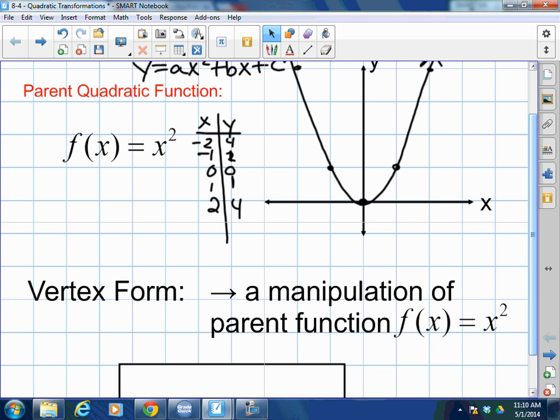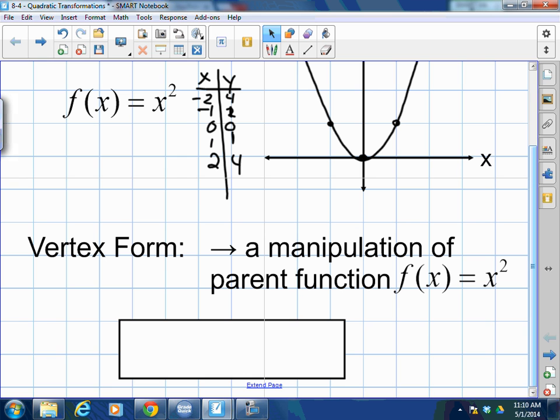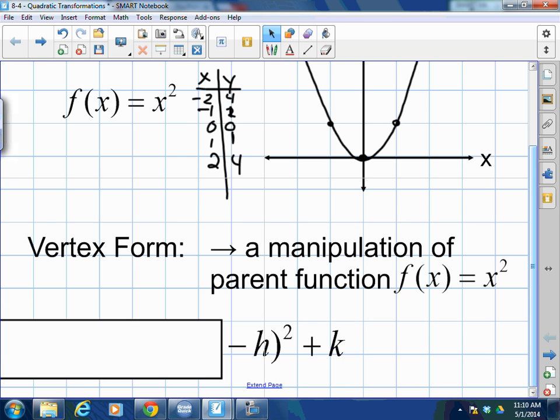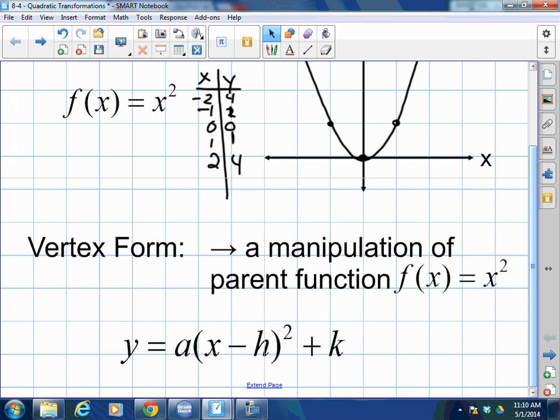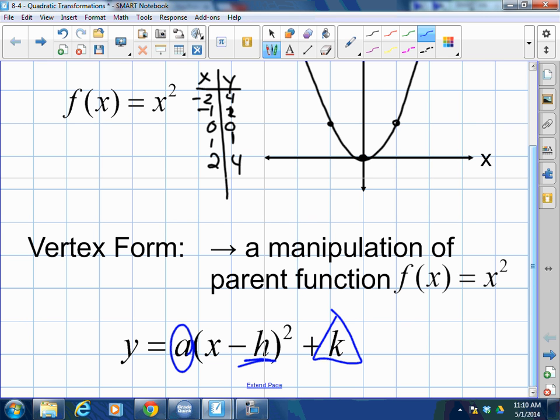So, when we manipulate this parent function, f of x equals x squared, we get the following vertex form. And this is y equals a times parentheses x minus h close parentheses squared plus k. We are going to investigate what the a means, what the h means, and what the k means. Okay? So, let's start.